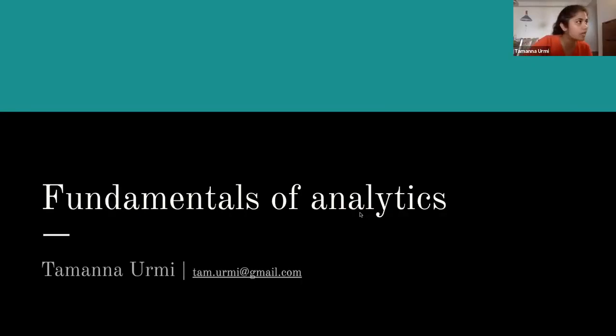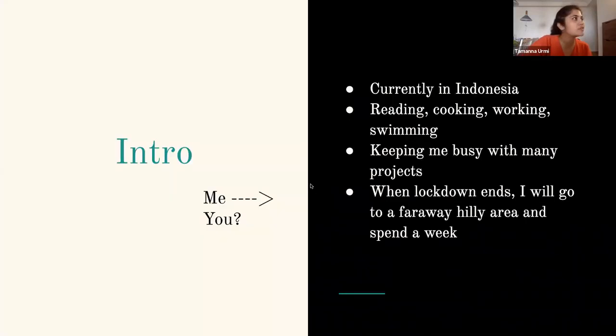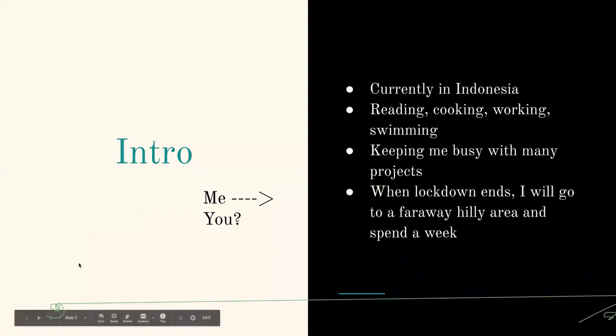Without further ado, a little bit of introduction about myself. I'm currently living in Indonesia, working as a fraud analyst in a company called Gojek. I'm spending my time mostly reading, cooking, working, swimming, and I have a lot of projects going on, which is keeping me busy. And when lockdown ends, I will go to a faraway hilly area and spend a week.